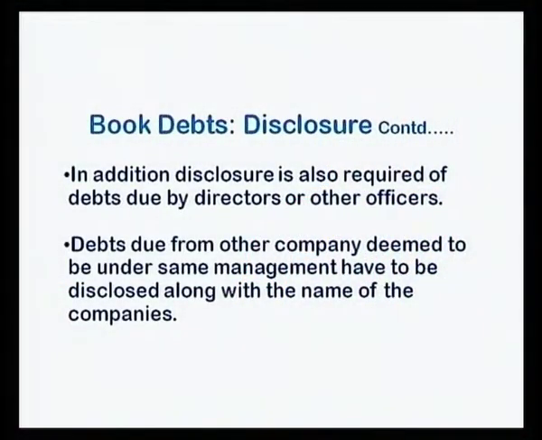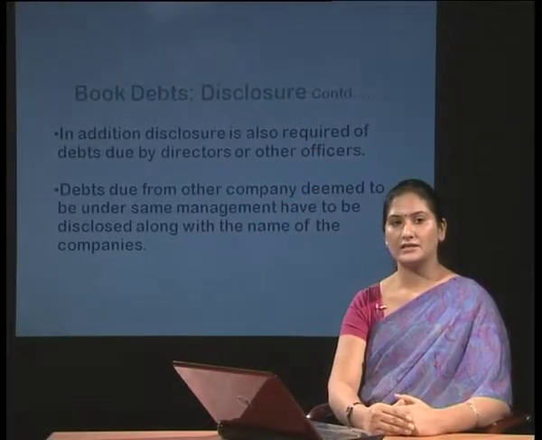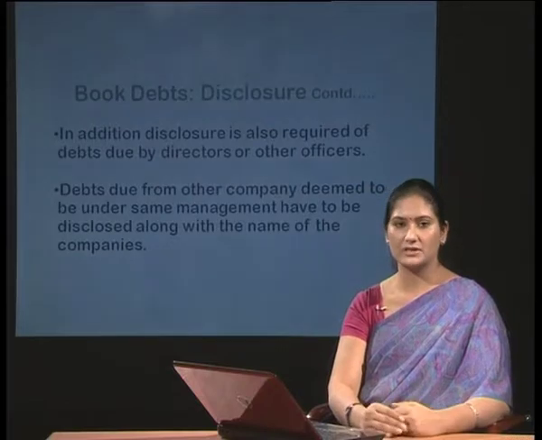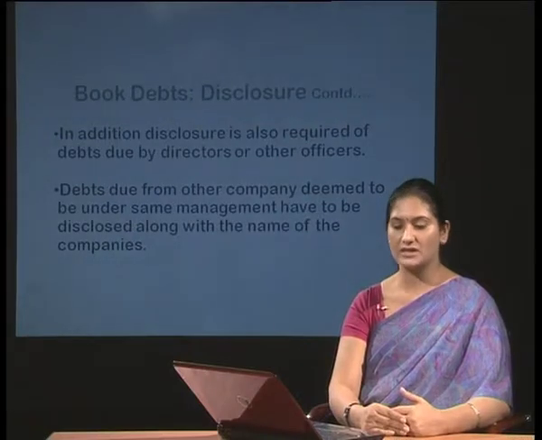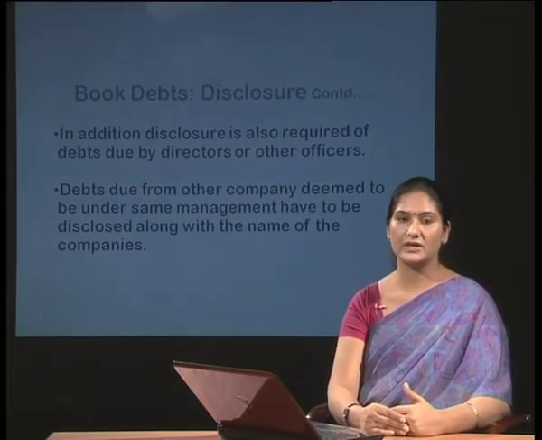In addition, disclosure is also required of the debts which are due by directors or other officers. Debts due from other companies deemed to be under the same management have to be disclosed along with the name of the company. There has to be a separate disclosure regarding the debts which are owed by the directors or the other officers, because the Companies Act requires a separate disclosure as it becomes a material item, and hence they should be disclosed in a separate manner. Also, the debts which are due from other companies which are deemed to be under the same management have to be disclosed along with the name of the company.